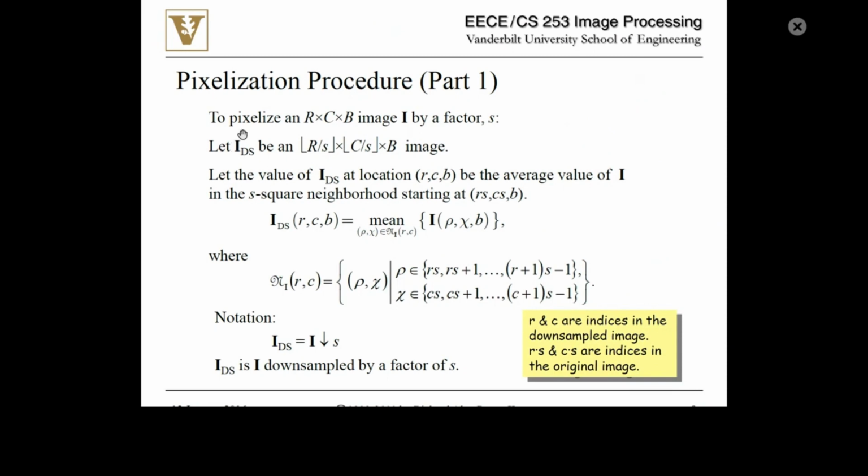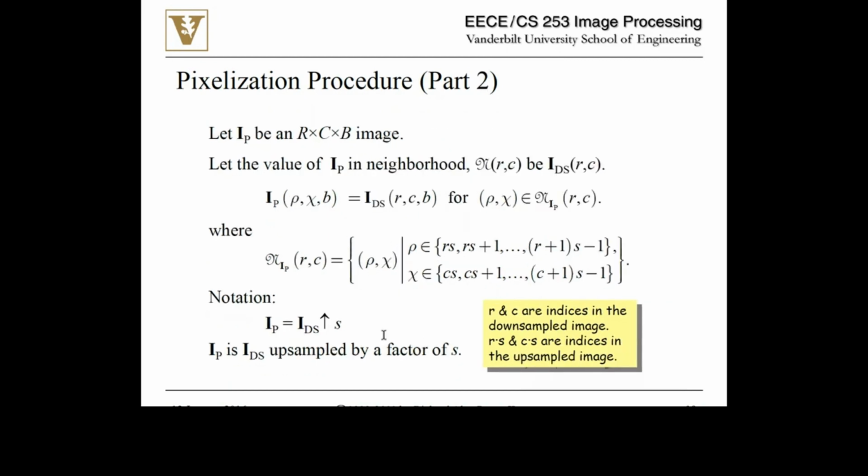This is the size of the downsampled image. If you are downsampling by a factor s, then it will be number of rows divided by s times number of columns divided by s. Now you know this notation, this is rounded to the floor. Then you have to compute those means that go from r s to (r plus 1) s minus 1. That's fine.